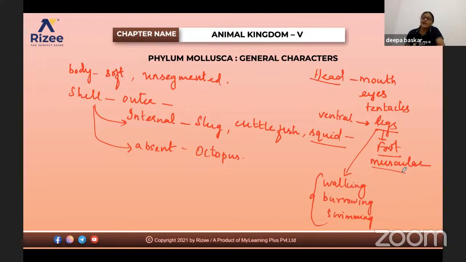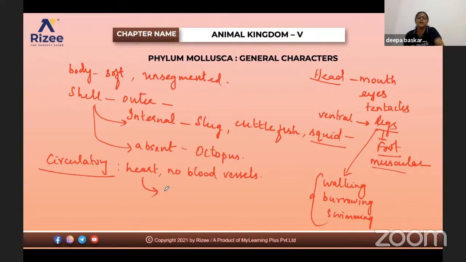Clear? And again, as I explained, the circulatory system has a heart for pumping blood, but there are no blood vessels. So this heart pumps blood into the body cavity, and that body cavity is called the hemocoel.